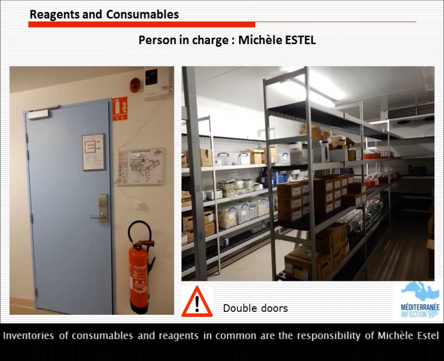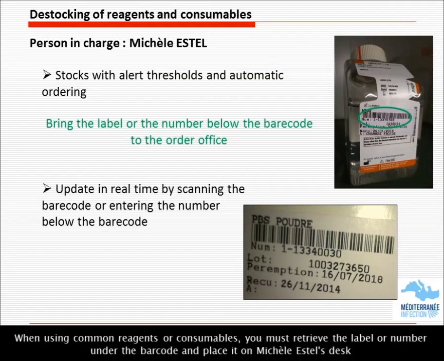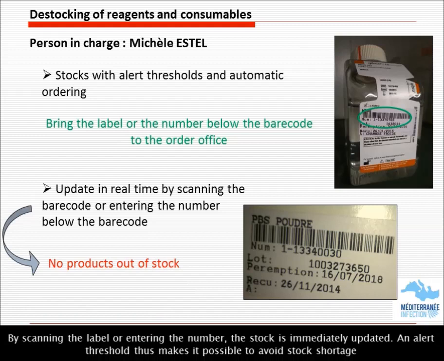The stocks of consumables and reagents at your disposal are the responsibility of Michel Estel. When using common reagents or consumables, you must retrieve the label or number under the barcode and place it on Michel Estel's desk. So by scanning the label or entering the number, the stock is immediately updated. An alert threshold thus makes it possible to avoid stock shortage.